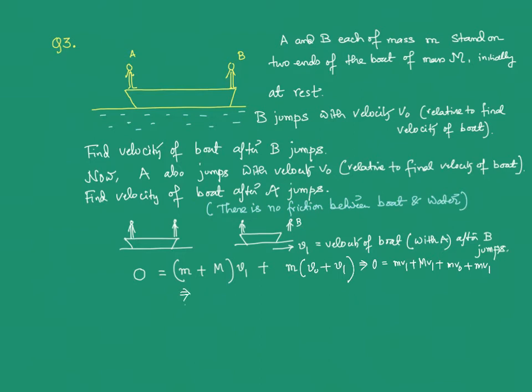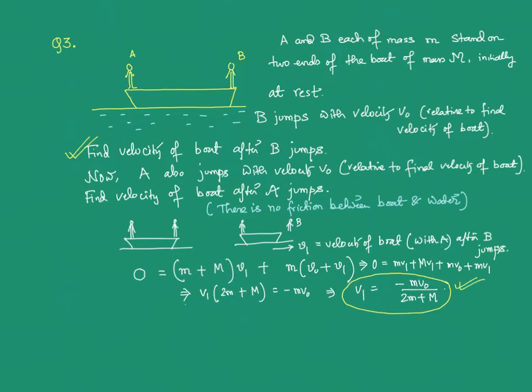so we have to find v1 here, right? So v1 multiplied by (2m plus capital M) is equal to minus m v naught, implies v1 is equal to minus m v naught by (2m plus capital M). So this has a minus sign because the boat moves towards the left. So this is the answer to this part A of the question. Find the velocity of the boat after B jumps. This is the answer.